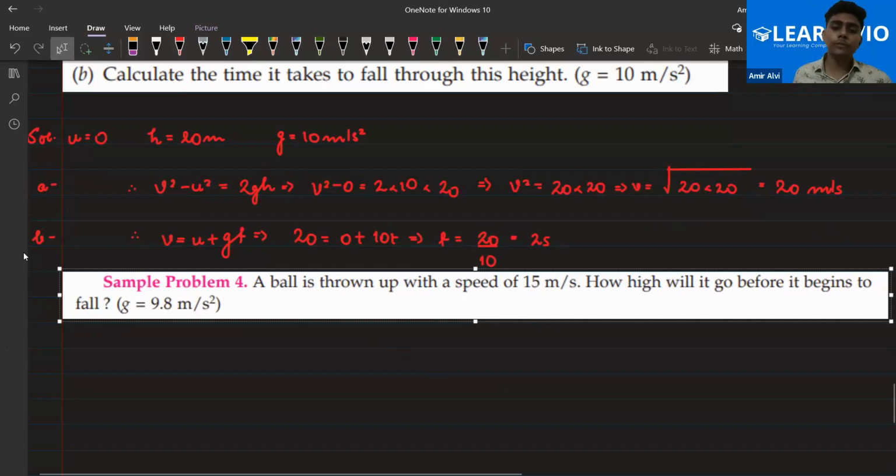Ball is thrown with the speed of this. How high will it go before it begins to fall? Now think a little bit what it is asking.